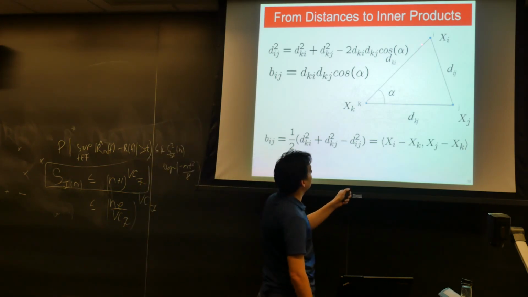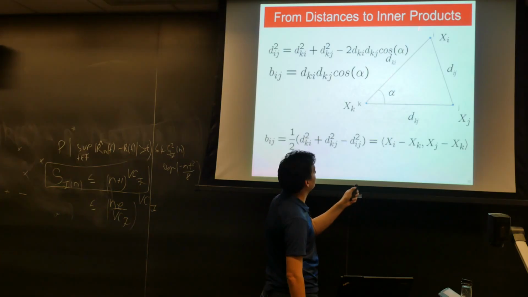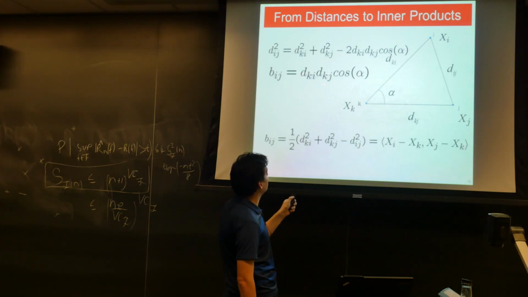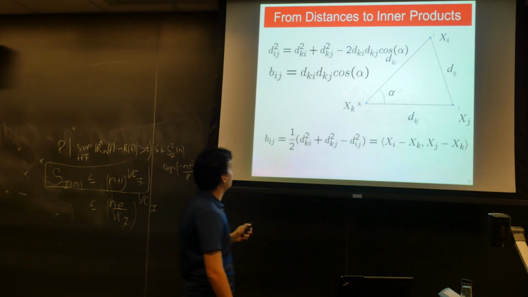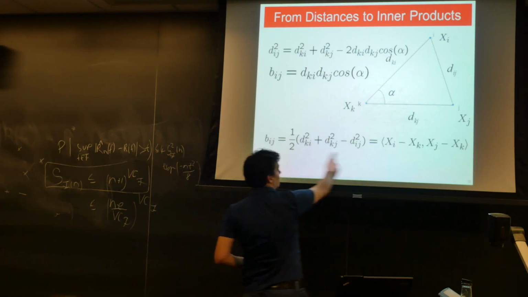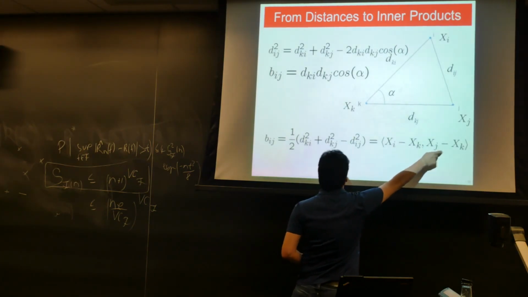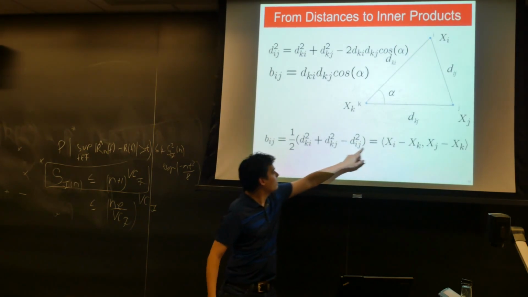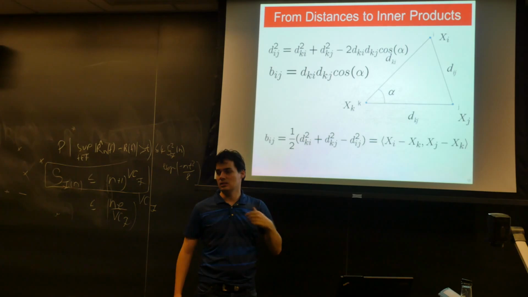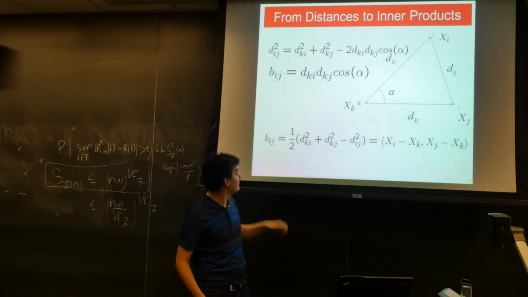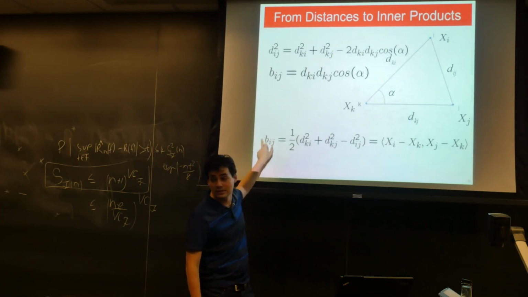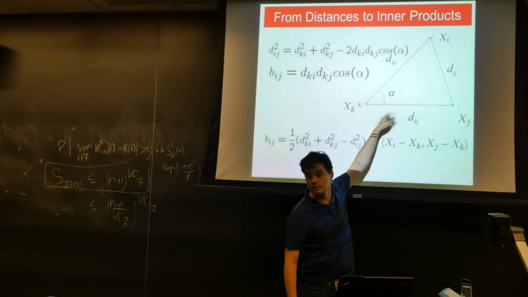Let the inner product between these two vectors be denoted with Bij. So we know that Bij is the product of these distances times the cosine alpha. And from these two equations, we can see that the inner product between xi minus xk and xj minus xk, I can get using these distances. So if you give me distances only between feature vectors, I can use those distances to estimate this kind of inner product between these vectors.